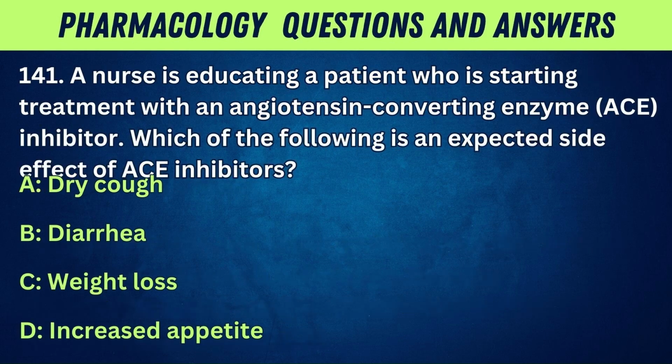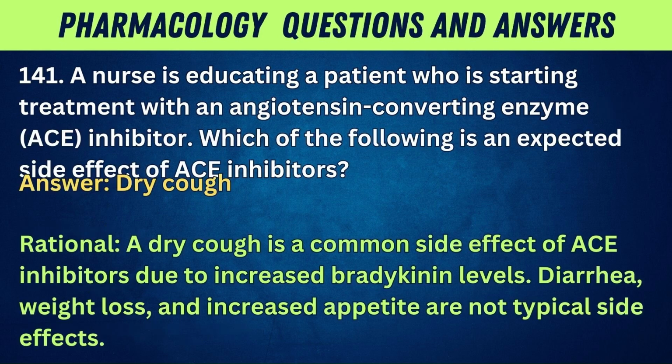141. A nurse is educating a patient who is starting treatment with an angiotensin-converting enzyme, ACE, inhibitor. Which of the following is an expected side effect of ACE inhibitors? A. Dry cough. B. Diarrhea. C. Weight loss. D. Increased appetite. Answer: Dry cough. Rationale: A dry cough is a common side effect of ACE inhibitors due to increased bradykinin levels. Diarrhea, weight loss, and increased appetite are not typical side effects.